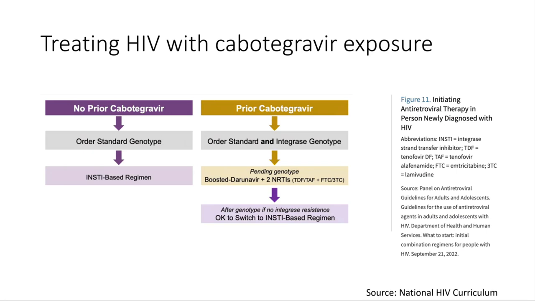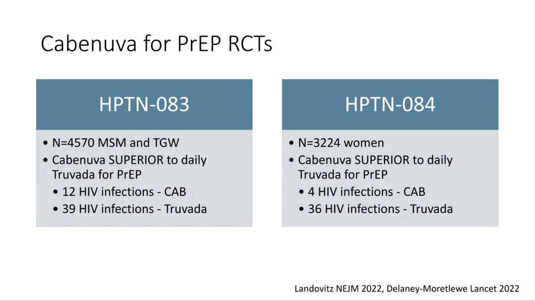If someone's had prior cabotegravir exposure, especially recently, you would get not only the standard genotype we get for everyone on admit, but you would also get an integrase genotype. It doesn't come in the standard. Not at least at the VA. It doesn't at the health department either. And in the case I showed you, he did not have integrase resistance, which I'll get to.